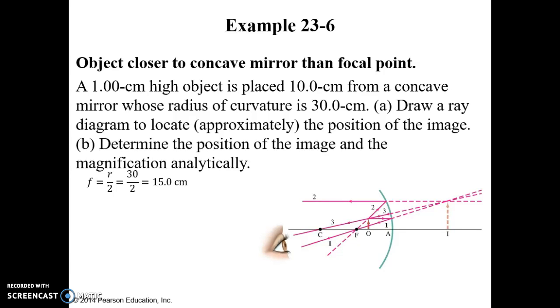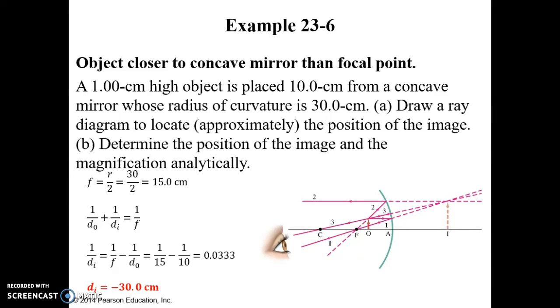For part B, again, the first step is to solve for the focal length. With a radius of curvature of 30 centimeters, the focal length is 15 centimeters. Then we'll apply the mirror equation, rearranged to solve for the image distance. We know the focal length is 15 centimeters, the object's distance is now 10 centimeters. Plug and chug to get 0.0333. Then we'll take the reciprocal to get the image distance to be negative 30 centimeters.